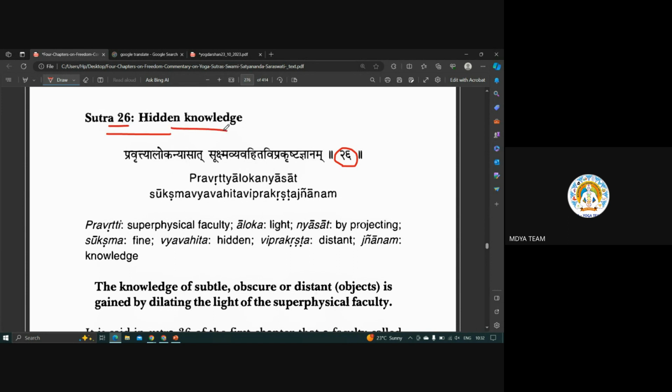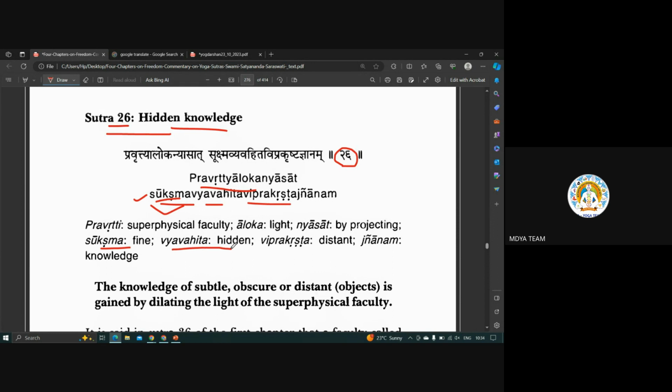How a yogi can get hidden knowledge is told here: प्रवृत्त्यालोकन्यासात् सूक्ष्म व्यवहित विप्रकृष्ट ज्ञानम्. Sukshma means small knowledge, a small thing. You can see the ant; Lankini is a big example of it. You heard of Lankini, who was guarding Ravana's Lanka. When Hanumanji took a very small body like an atom and tried to enter Lanka, Lankini noticed his movements, because she had the siddhi to see any small thing. Some very small things a yogi can also see. It is the Sukshma knowledge, and Vyavahit means hidden knowledge.